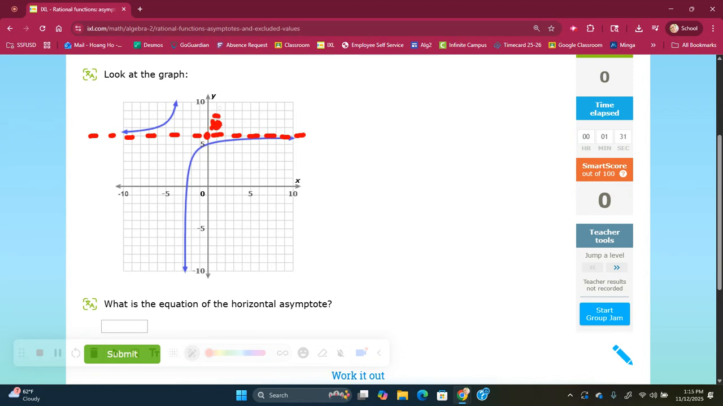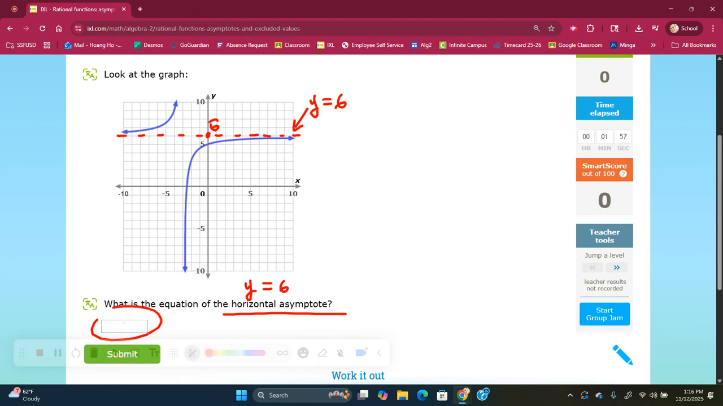Okay, I can draw better. Let's do it again. So this is a horizontal asymptote right here, passing this point. That's a 6. So the function should be y equals 6. A horizontal asymptote starts with y. In this case, y equals 6.